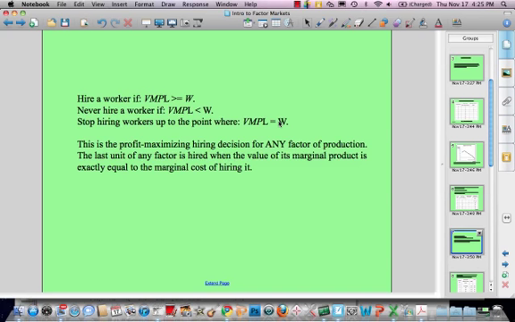Sounds surprisingly similar to marginal cost equal marginal revenue. So keep in mind this is a profit maximizing hiring decision for any factor of production, not just labor. So it's land, labor, capital, and entrepreneurship. The last unit of any factor is hired when the value of its marginal product is exactly equal to the marginal cost of hiring it. So let's take a look at that.